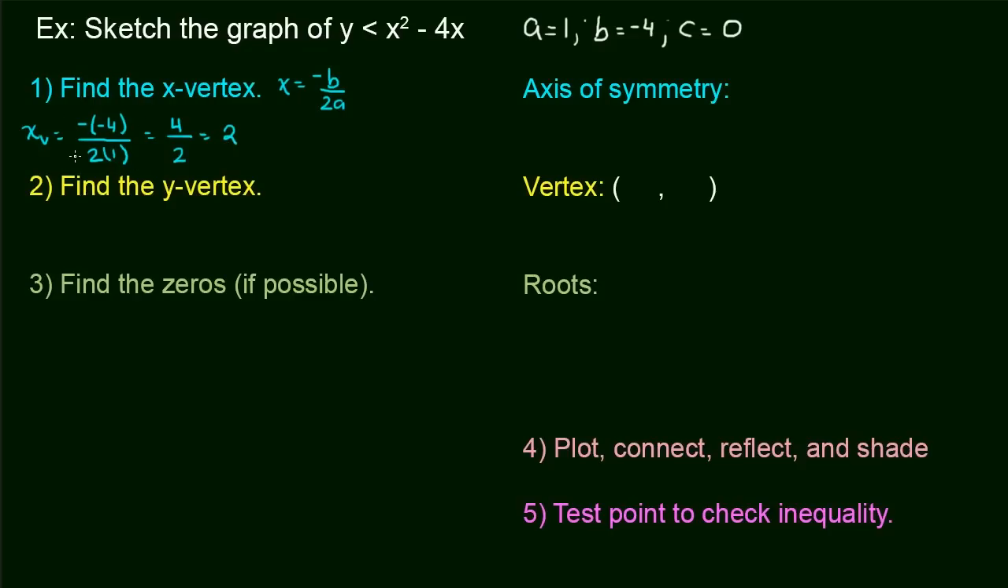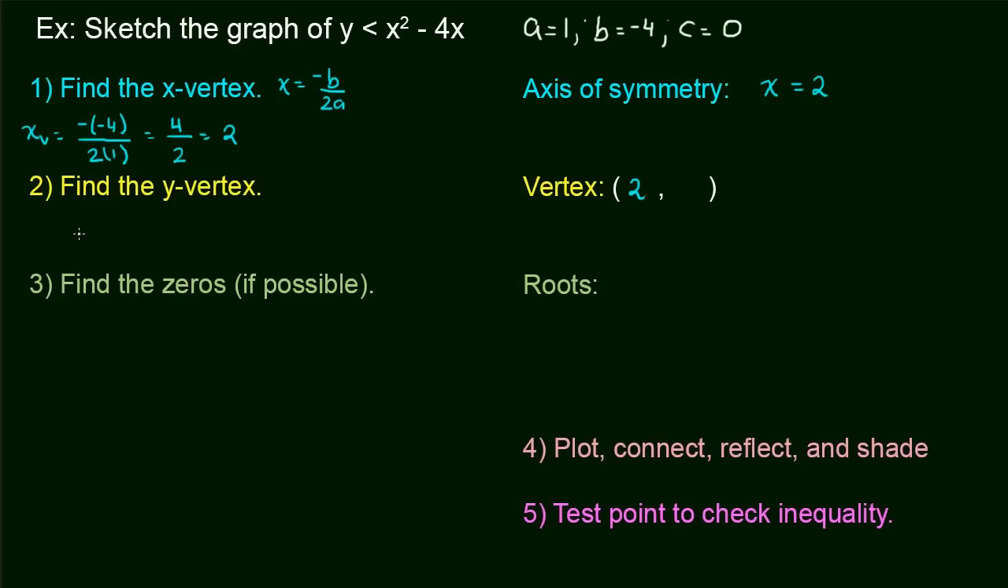Remember, my x vertex is also my line of symmetry, or gives me my axis of symmetry. So at x equals 2 is where my parabola can fold in half and be symmetrical. I also have here my x vertex at x equals 2.